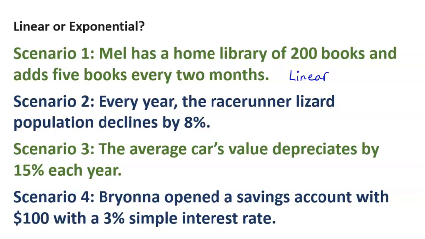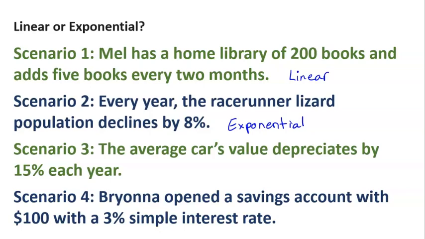Scenario 2 says every year a race runner lizard population declines by 8%. And so with population, it's almost always going to be exponential. So anytime you hear about population, bacteria, things like that, it's usually going to be exponential. Now, when we start talking about savings accounts and banking accounts, that's where you kind of have to be a little bit careful because sometimes they're linear and sometimes they're exponential. So we'll get to those in a second.